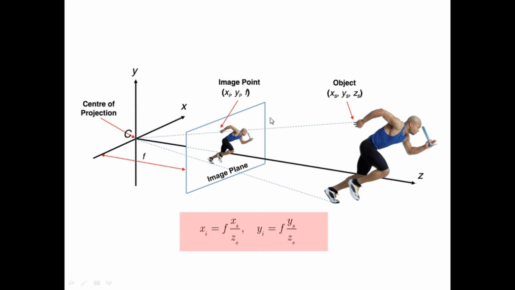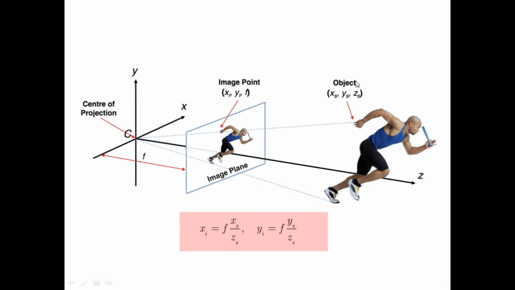So the same perspective camera projection concept I am explaining by taking an object here. A person is running, this is my camera center, the camera lens. The distance between the center of projection and the virtual image plane is small f, and this is my object, a point on the object having the coordinates xs, ys and zs. S represents that it is a scene coordinate.